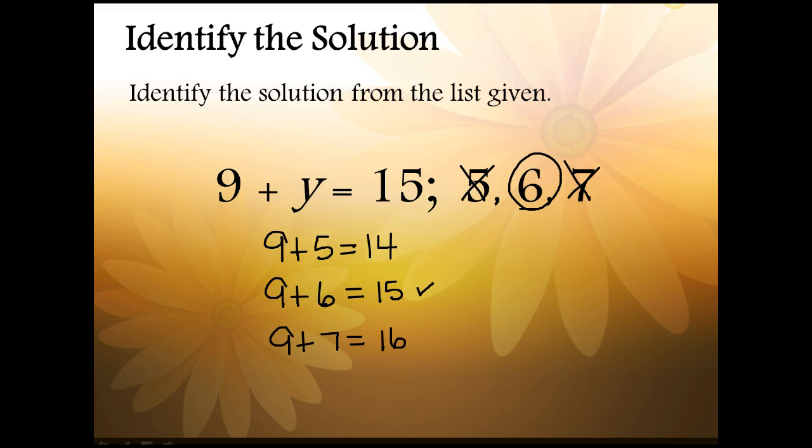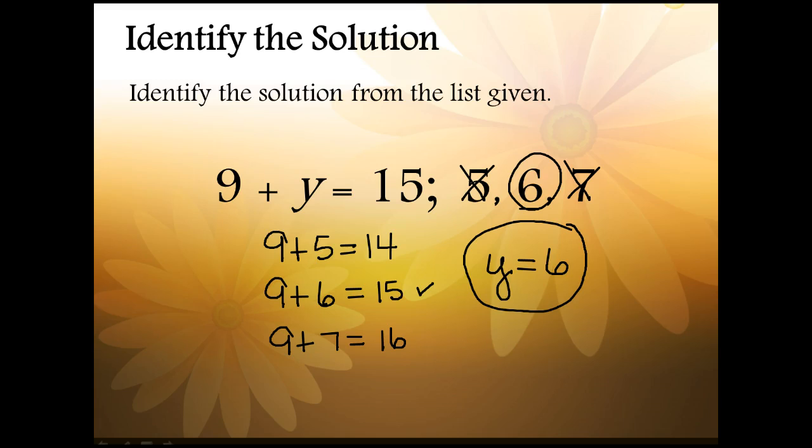Y equals 6. Another thing that you can do is simply apply mental math strategies to solve the equation first and think to yourself, 9 plus what equals 15? Or you can use the inverse operation and think to yourself, 15 minus 9 equals 6. There are multiple ways to identify the solution, so you should do what works best for you.